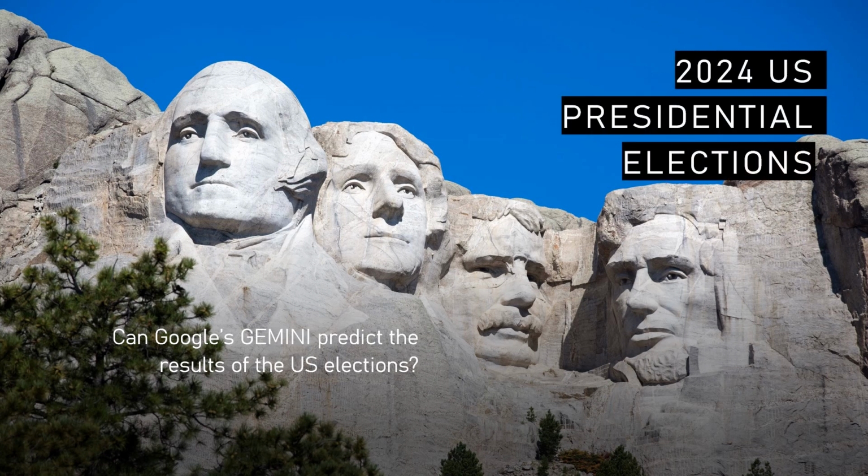Hello everyone. Today we're going to talk about whether Google's large language model Gemini 1.5 can successfully predict the results of the US elections. Now, at the time of this recording, the 2024 US presidential election results are still unknown. So we're going to see if, by feeding enough news information to Gemini 1.5, we can get a right prediction of the US election winner.